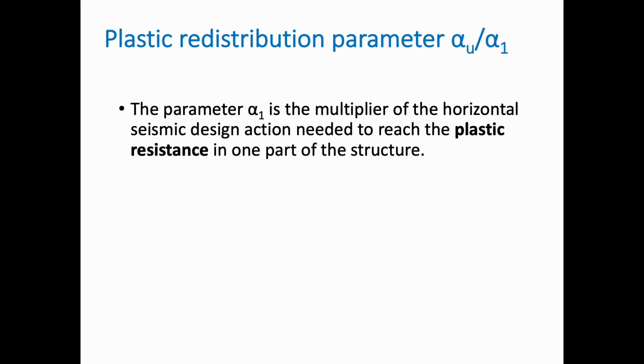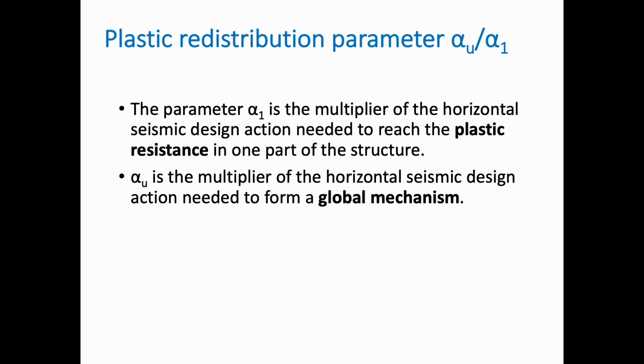So this plastic redistribution parameter is the ratio of αu over α1. The parameter α1 is the multiplier of the horizontal seismic design action needed to reach the plastic resistance in one part of the structure. αu is the multiplier of the horizontal seismic design action needed to form a global mechanism. So we're talking about the multiplier for the global mechanism over the multiplier for getting the plastic resistance in one part of the structure.